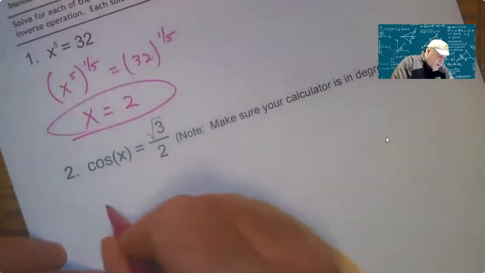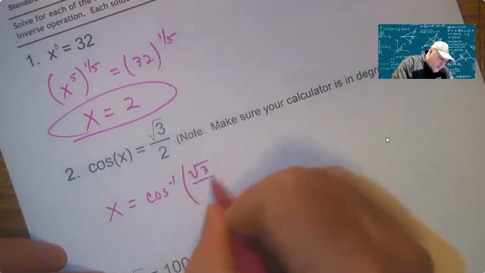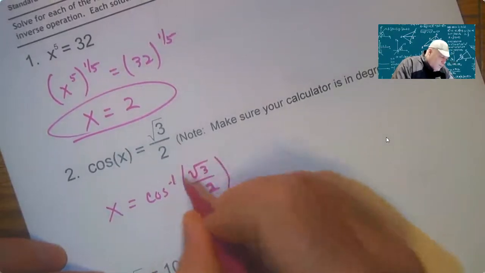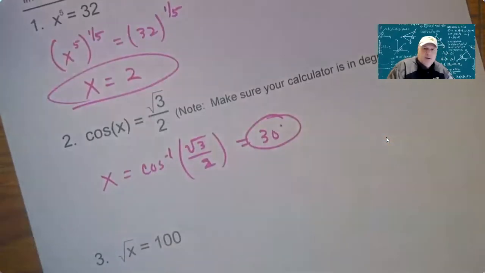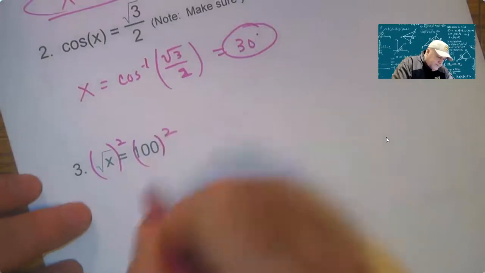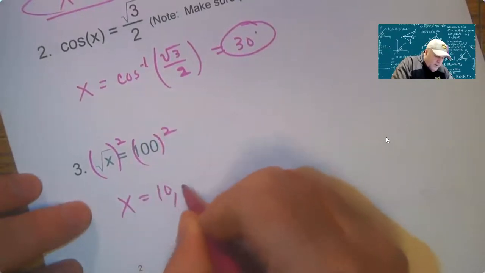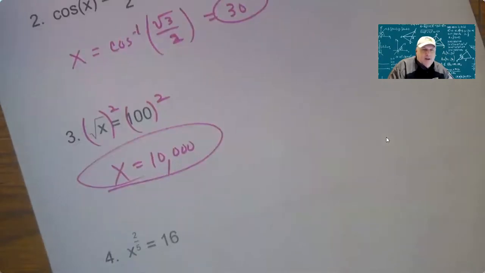Solving for x here, cosine inverse of the square root of 3/2. And that is 30 degrees. Make sure your calculator is in degree mode. Square each side. You need to do the math out so you're not just guessing. So some people would say, oh, that's 10. Nope, the square root of 10 does not equal 100.